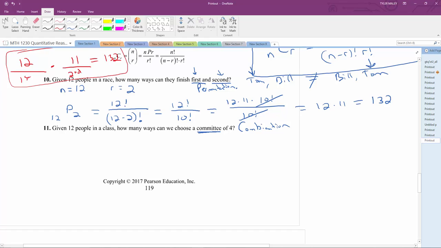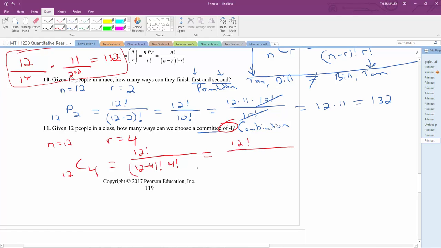All right, so number 11, we're going to use a combination, right? So n is 12 here, r is 4. We're choosing 4 items. So the notation would be 12C4. So this is equal to n factorial, so 12 factorial, all divided by n minus r, so 12 minus 4 factorial, and then times r factorial, which is 4 factorial. So we can simplify this. I would have 12 factorial on the top. 12 minus 4 is 8 factorial times 4 factorial.